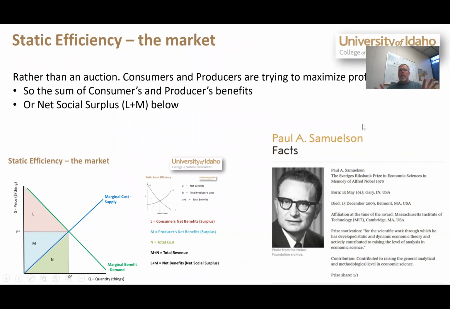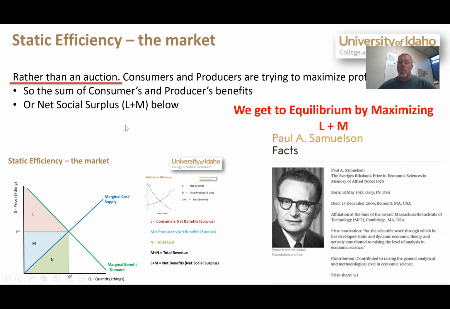Okay, so back to this auction concept of how we get to equilibrium. We talked about Paul Samuelson, or at least we threw his picture up there. So rather than an auction, what consumers and producers are doing that gets us to equilibrium is they're maximizing their profits. So these two areas here, they're trying to make them as big as possible. They're competing against each other. It's a little like producing those surpluses and shortages, but that's how we get to the market equilibrium.